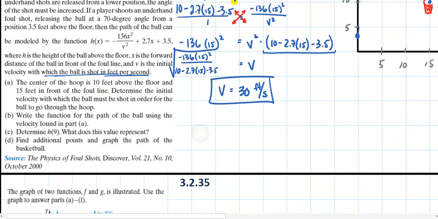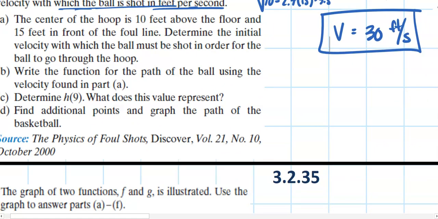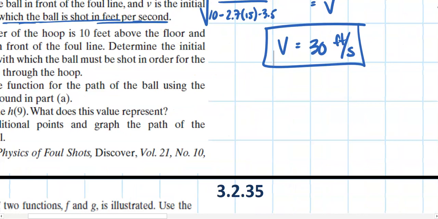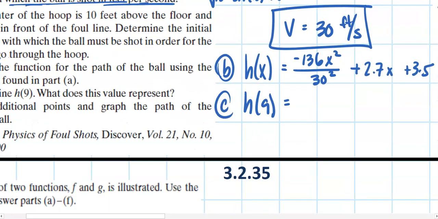Now with our velocity known, we can move on to the remaining parts of this question. Part B asks us to write the function for the path using the velocity that we found. Well, that's pretty straightforward. We just rewrite the function as it was given to us, only this time we know that our v value needs to be 30. Now we can evaluate this function at 9 as requested in part C. And I can go to the calculator for that.